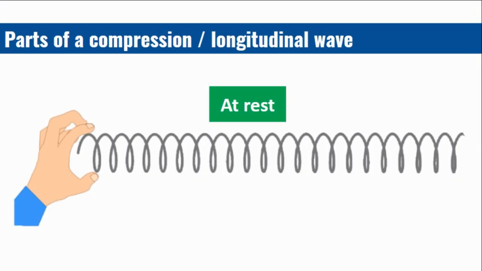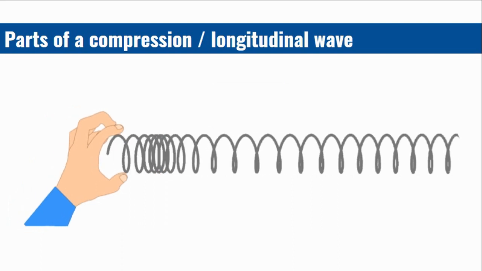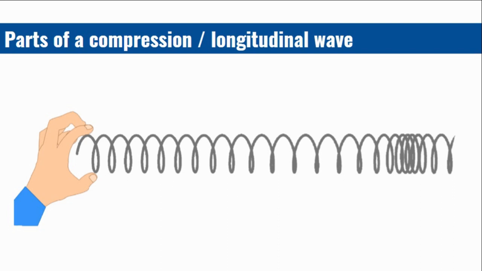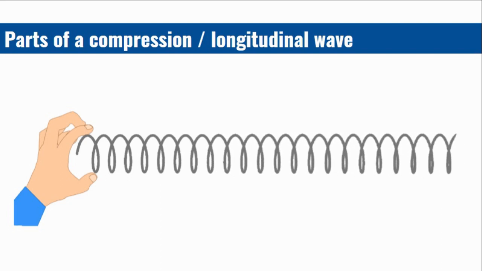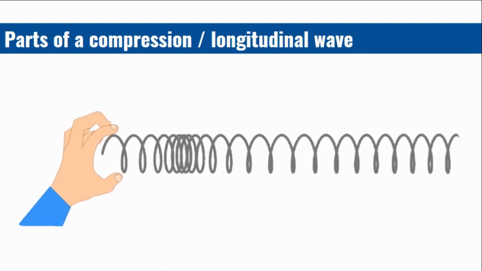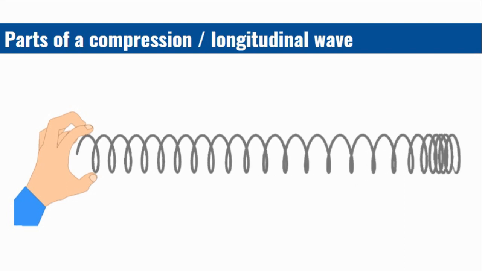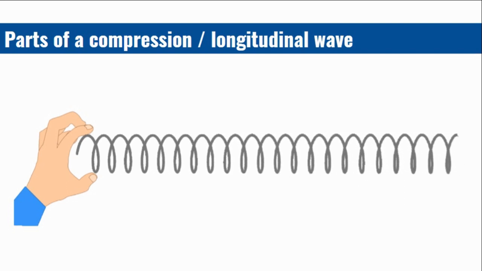So right now this slinky is at rest. It's stretched out and all of the coils are evenly spread apart. You could call this its equilibrium position. Pushing the slinky back and forth creates a compression wave. And as the wave travels from left to right, parts of the slinky are squeezed together and other parts are being stretched apart.